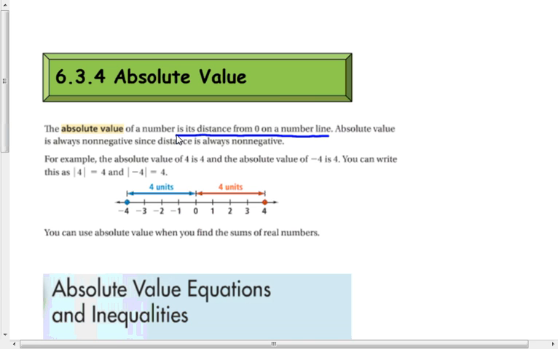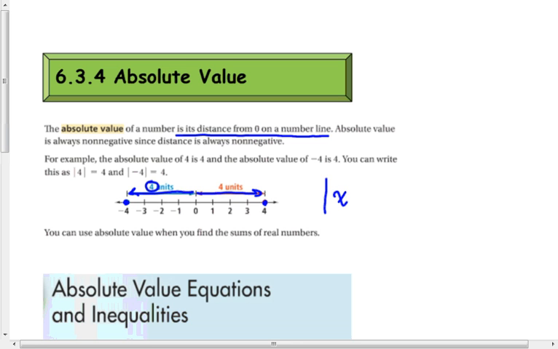So the absolute value of a number is always non-negative, so it's never negative, and that's because a distance is always a positive number. Can't be talking about a negative distance. So here's an example. The absolute value of -4 is 4 because -4 is 4 units from 0. Also, the absolute value of 4 is 4 because 4 is 4 units from 0 this way. So it doesn't matter whether you go to the right or to the left, you consider that a positive distance.